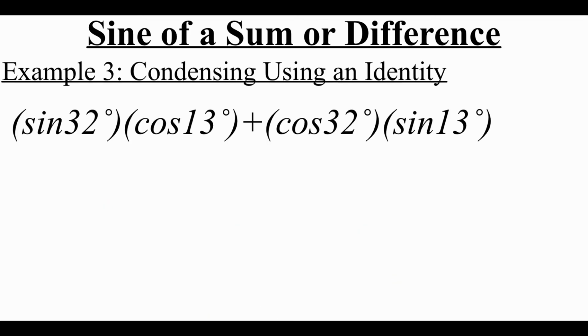Now we can also use our identities to help us condense down a trig expression. So here we've got the sine of 32 degrees times the cosine of 13 degrees plus the cosine of 32 times the sine of 13. So I'm going to let the 32 degrees be my u value and the 13 degrees be my v value. Looking at how this is set up, this looks like my sine sum formula. So I'm going to be able to take the sine of 32 degrees plus 13 degrees. But this is going to reduce down to just the sine of 45 degrees. And the sine of a 45 degree angle is just root 2 over 2.